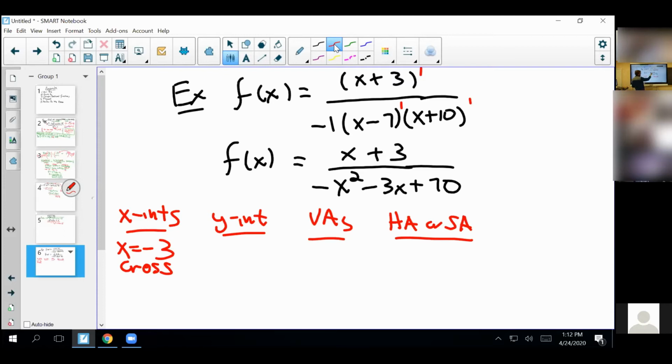The y-intercept is just you plug in 0, so you're going to get 3 over 70, which is kind of a weird number, but it works. Very small, almost 0. For VAs, those are the factors on bottom. So we get x equals 7 and x equals -10. Again, I was kind of debating in my head, sorry, I was talking out loud there. We are going to care about these multiplicities of the vertical asymptotes as well. So these are both crosses as well.